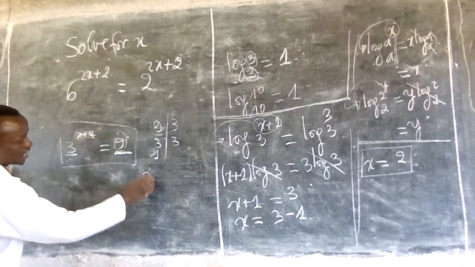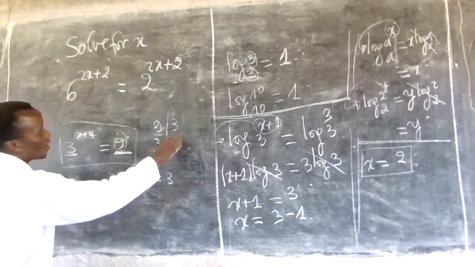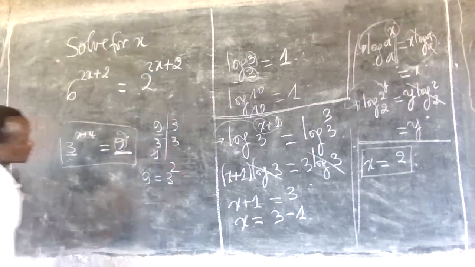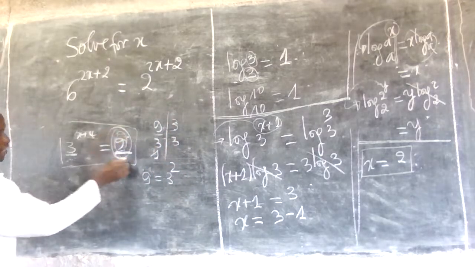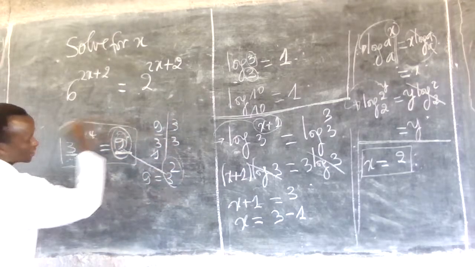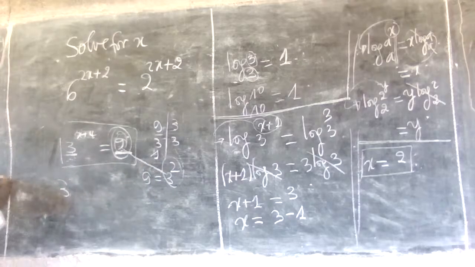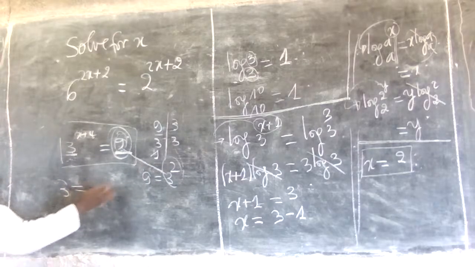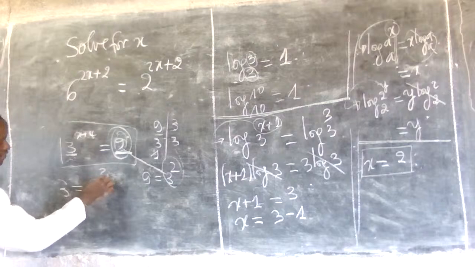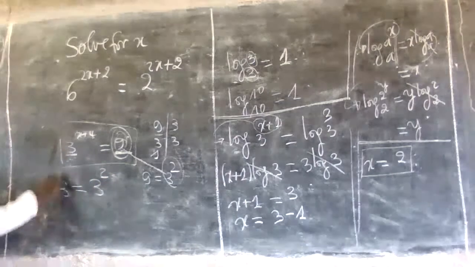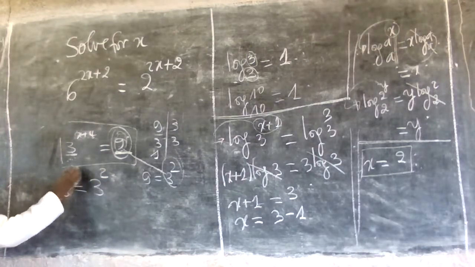Here we have seen 9 is equal to 3 power 2. In the place of 9, we have to put this 3 power 2. We remain with 3 is equal to now 3 square. So it is power x plus 4.